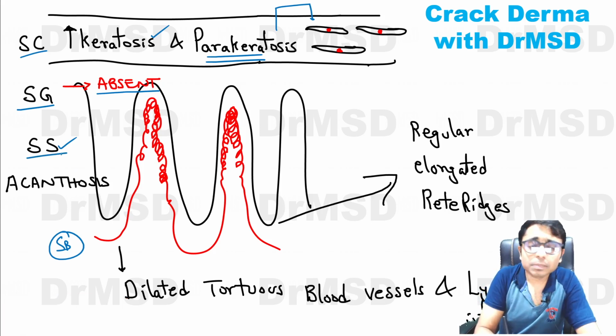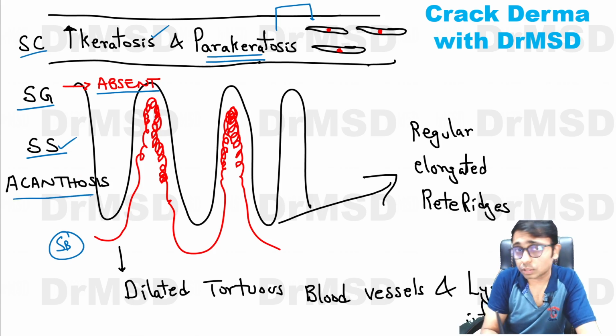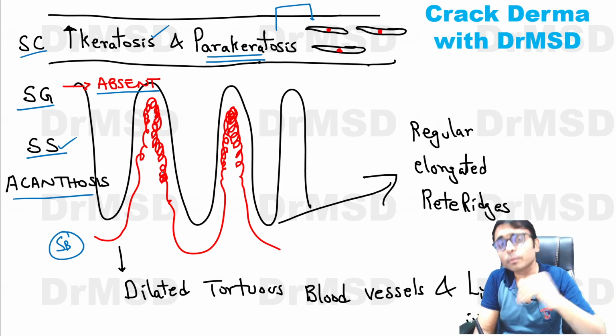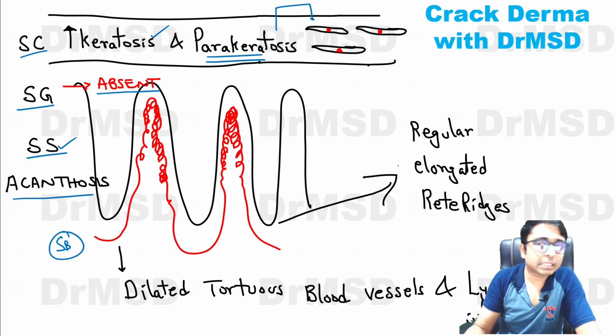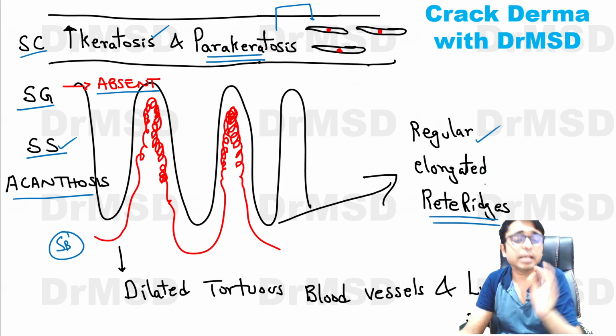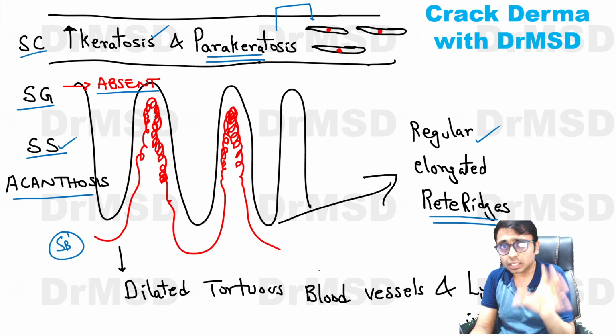And in stratum spinosum, there is thickening, and this thickening of stratum spinosum is called acanthosis. And you can see the inward projections of the epidermis into the dermis. They are called rete ridges, and you can see that there is a regular elongation of these rete ridges. Okay, so these are all the changes in the epidermis.